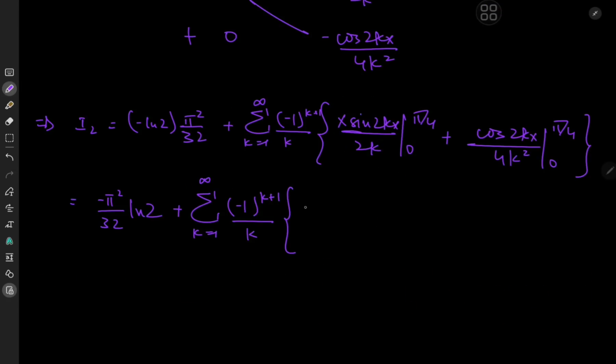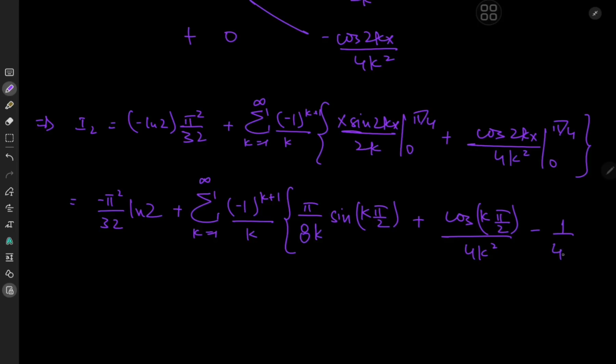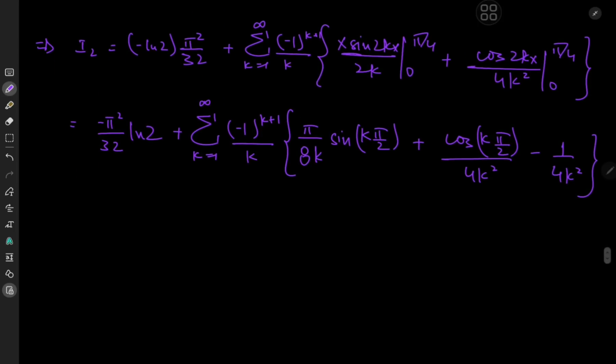For the first term, in the limit as x tends to 0, we have 0, whereas for x going to pi by 4, we have pi by 8k times the sine of k times pi by 2. Okay, that requires some further analysis. And we also have a plus sign here, cosine of k times pi by 2 divided by 4k squared, minus cosine 0, which is 1, right? So we have 1 by 4k squared again. And now multiplying the negative 1 to the k plus 1 term, we get negative pi squared by 32 log 2 plus the sum over k. And of course, we're also making use of the linearity of the summation operator.